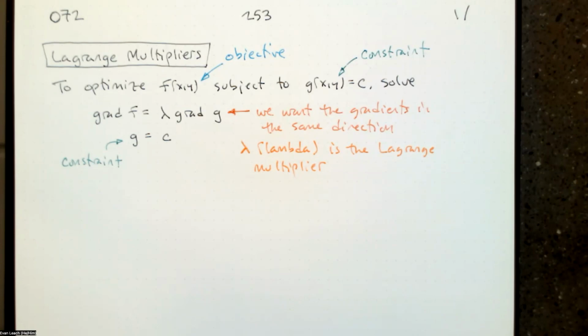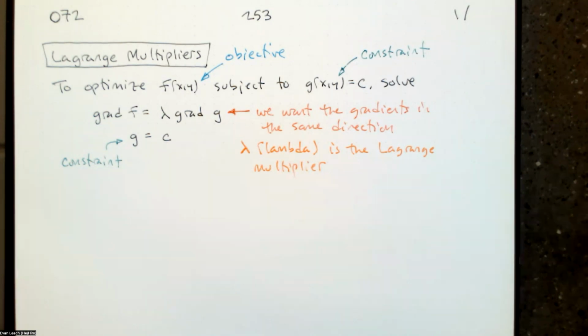What we want, the short story, the TLDR, is that we want the gradients of our objective function and our constraint function to be going in the same direction. That is, I want the gradient vector of the objective to be a scalar multiple of the gradient of our constraint function.